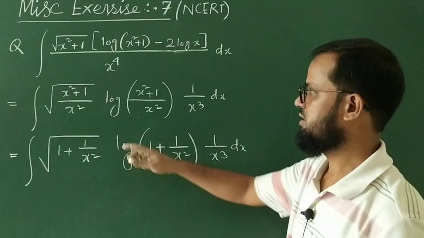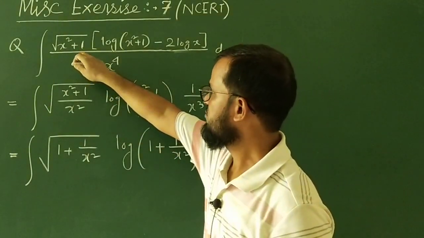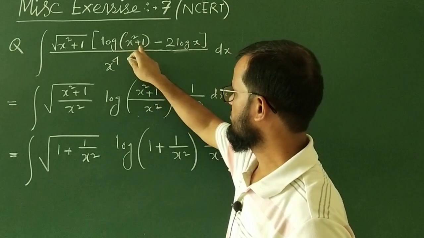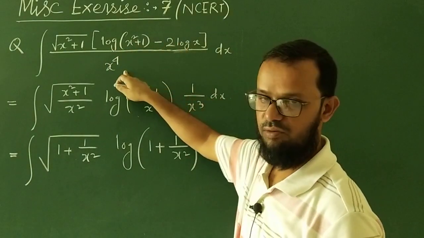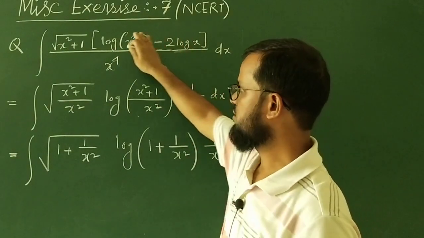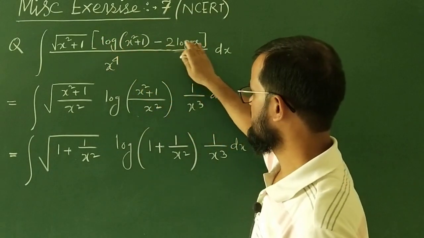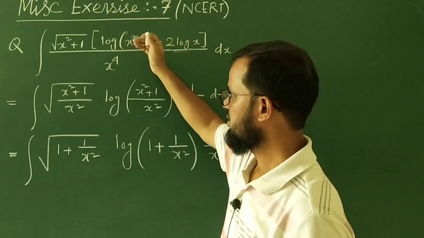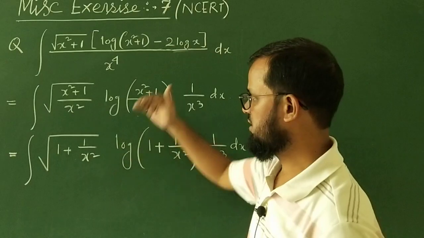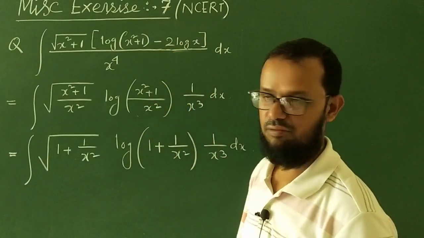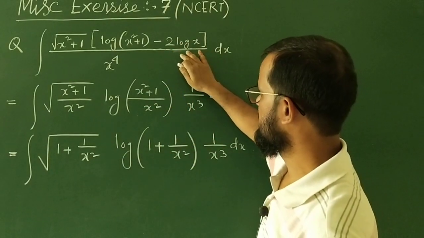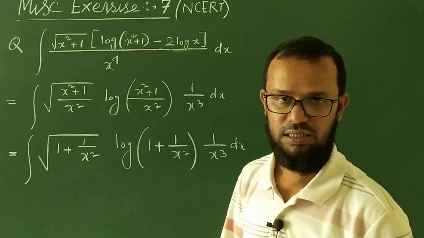The question is the integration of root over x square plus 1 into log of x square plus 1 minus 2 log x, divided by x to the power 4. Before going to solve this integration, a little arrangement is required. We have to first simplify the integrand and then perform the integration.